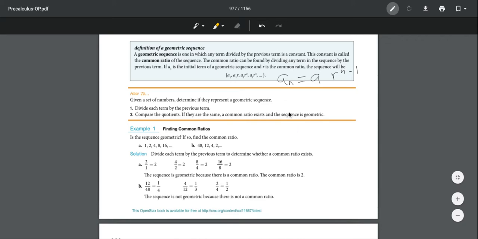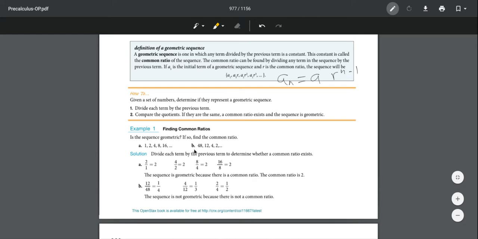Our explicit formula. Okay. So first of all, if we're given a string of numbers, we want to know if it's a geometric sequence. We just check the ratio and see if they're the same. So for this first one, you're always going to do the term divided by the previous term. So 2 divided by 1, 4 divided by 2, 8 divided by 4, 16 divided by 8, so on. So all of those are 2. So this is in fact a geometric sequence.